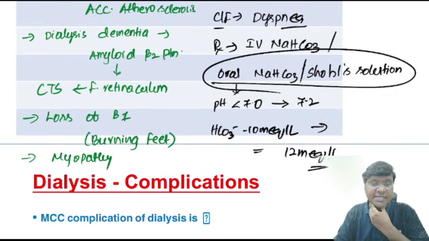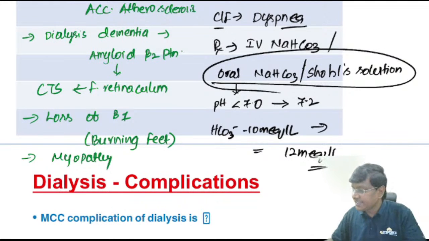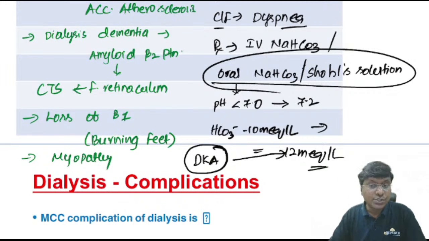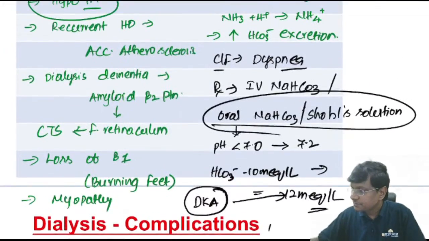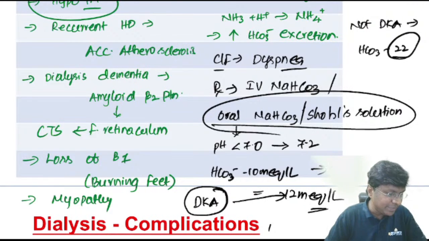The sodium bicarbonate, you have to give particularly in case of diabetic ketoacidosis, right? In case of diabetic ketoacidosis, the target should be up to 12 milliequivalents per liter, whereas if it is not diabetic ketoacidosis, then the goal of your bicarbonate should be up to 22 milliequivalents per liter, right? 22 milliequivalents per liter. Okay, is that clear?